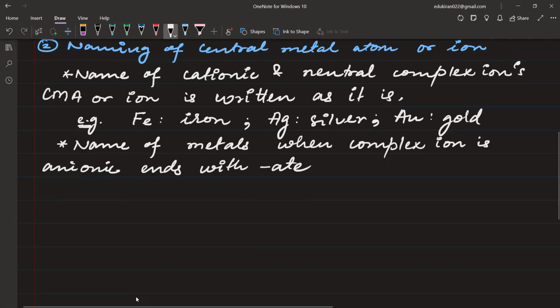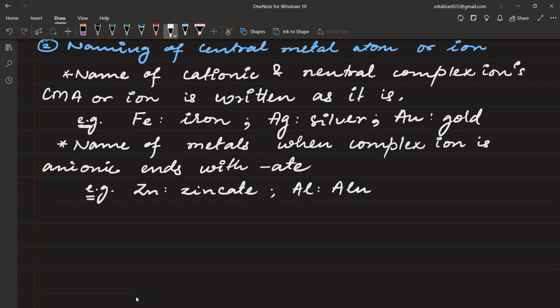Ends with -ate. Okay. Now, if you have, for example, zinc, then it will be written as zincate. If you have, let us suppose, aluminium, it will be written as aluminate. If you have Cr, it will be written as chromate. Cobalt will be written as cobaltate.